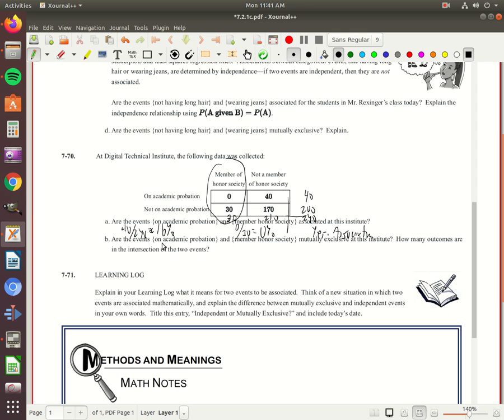Now it says, are the events on academic probation and a member of the Honor Society mutually exclusive? And I would say yes, they are. It can't happen. The answer is 0, right? So anytime the odds of 2 things happening are 0, that means they're mutually exclusive. And again, there's no one that is both on academic probation and a member of the Honor Society.